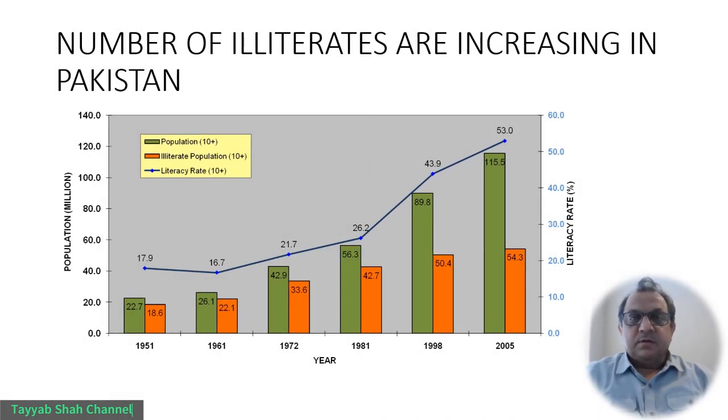Before going into the details, I just want to say a few things about education. Education provides the baseline for socio-economic development. Literacy is meant to sustain economic growth, social development, gender equality, people's empowerment, and reduction in poverty and burden of disease. We can see an improvement in the literacy ratio over time, but the issue is that the number of illiterates is increasing in Pakistan, and in 2005 the number crossed 54 million.